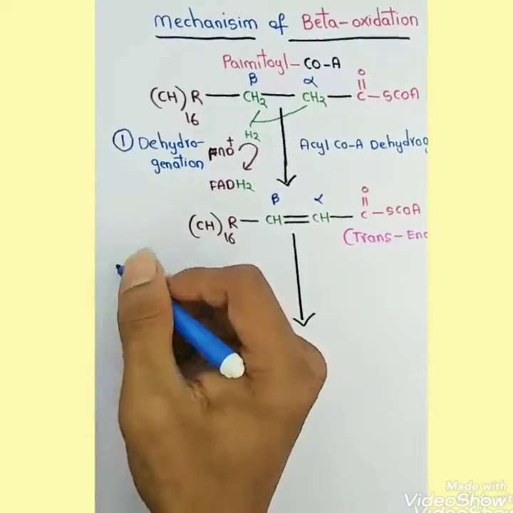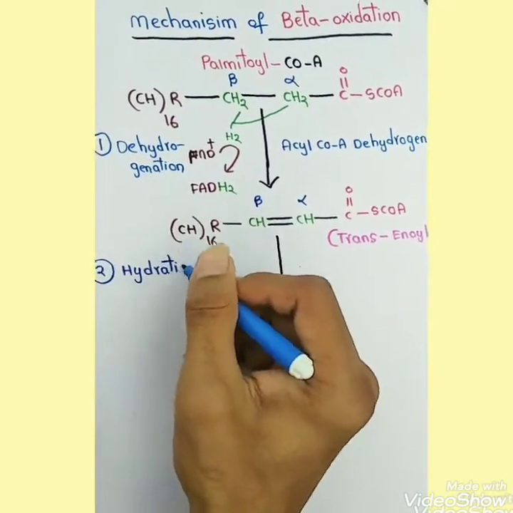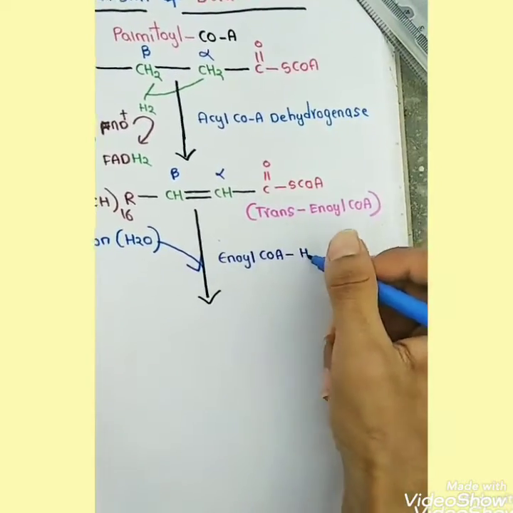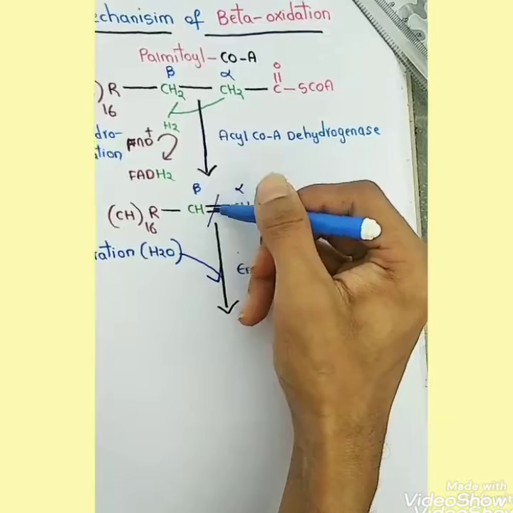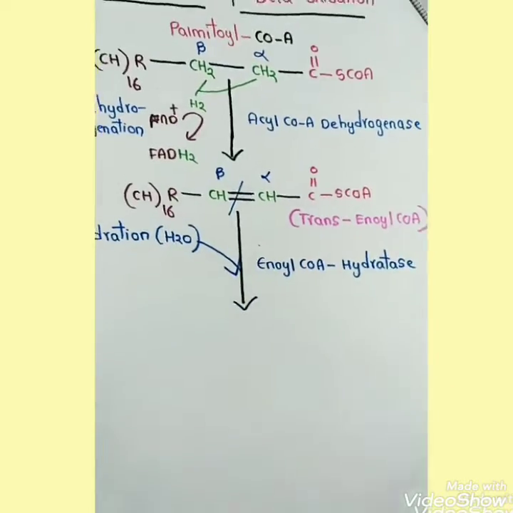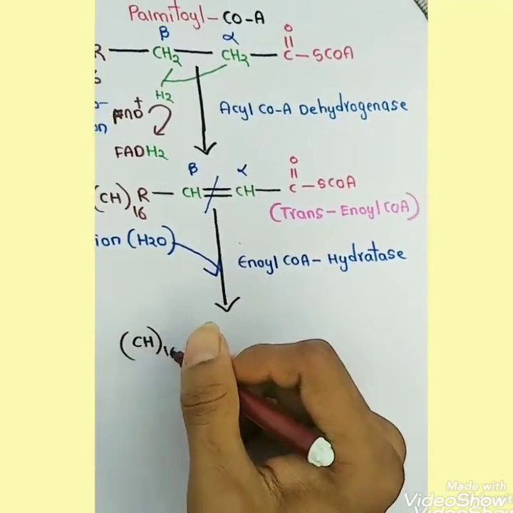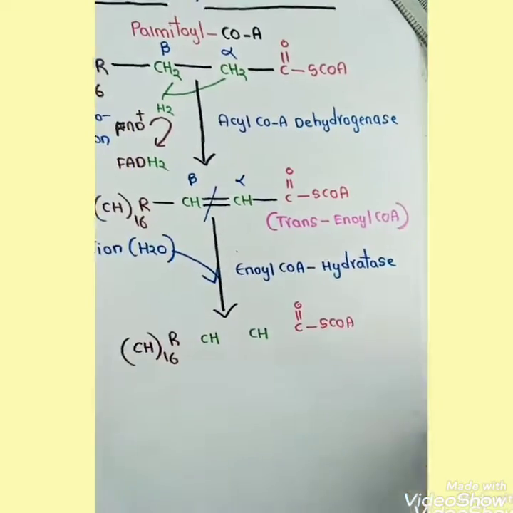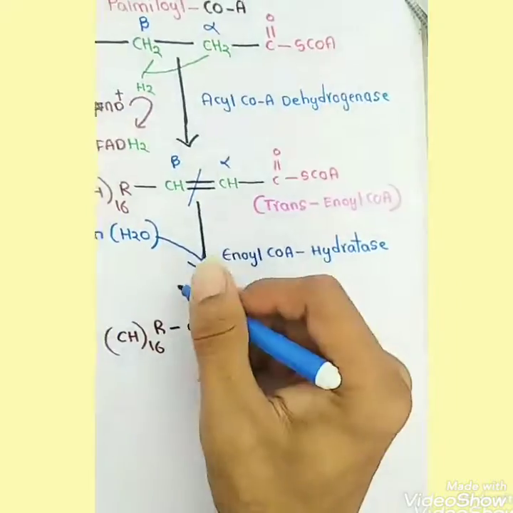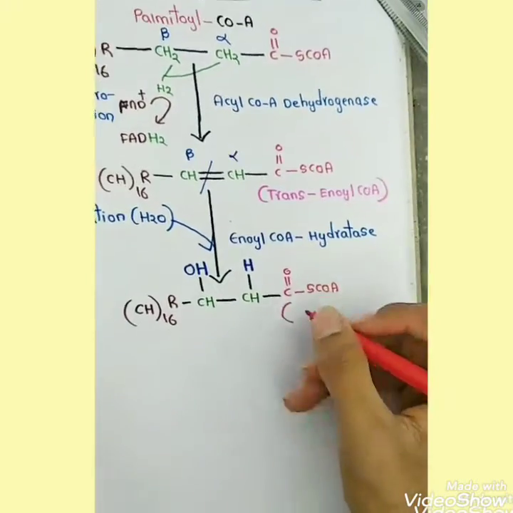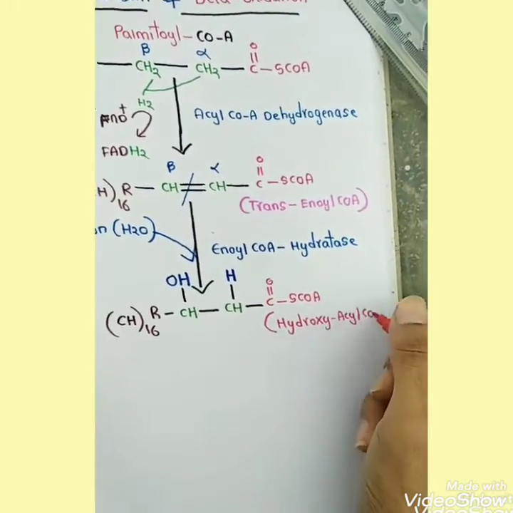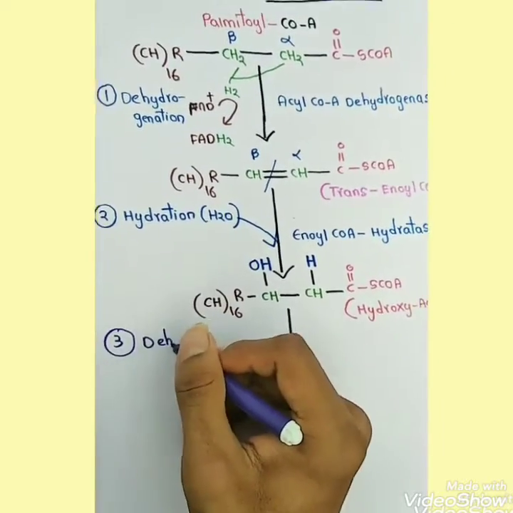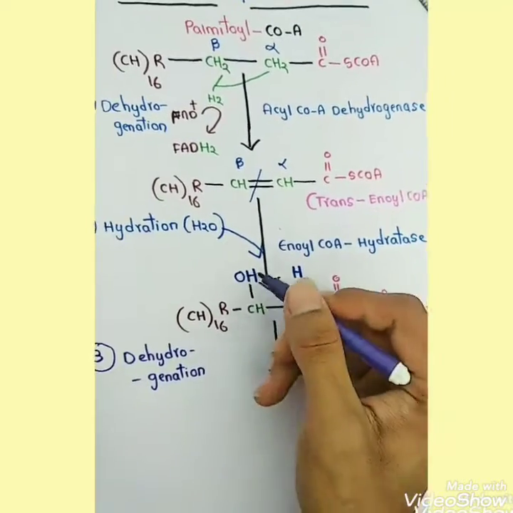The next step is hydration. In this step, we are going to add a water molecule to the above compound, which is catalyzed by enoyl-CoA hydratase. We cleave the double bond by adding the water molecule. That's why the reaction is called hydrolysis. After adding the water molecule, the double bond between the alpha and the beta carbon is cleaved, forming a structure called hydroxyacyl-CoA.